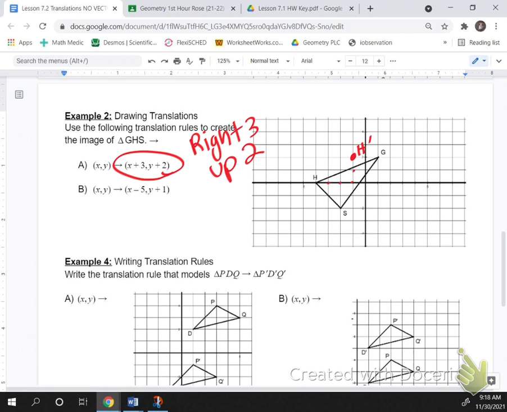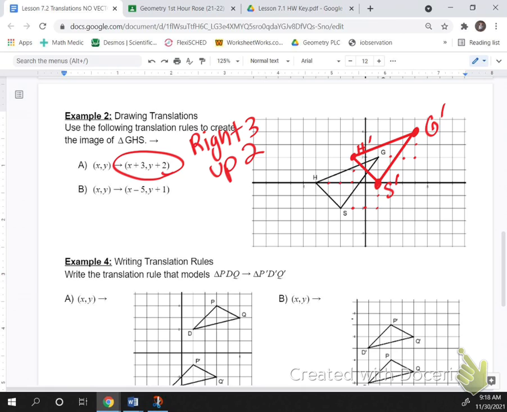For G, I'm going to go over 1, 2, 3, and up 1, 2. Put a point there and label it G prime. Same thing with S. 1, 2, 3. Up, 1, 2. S prime. It is a shape, so you can't just plot the points. You need to sketch in your lines. So we have translated GHS, right 3 and up 2.